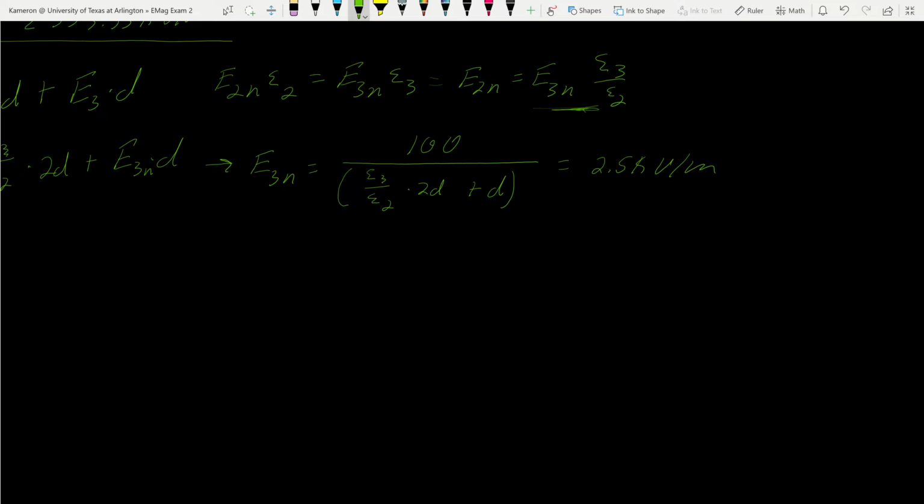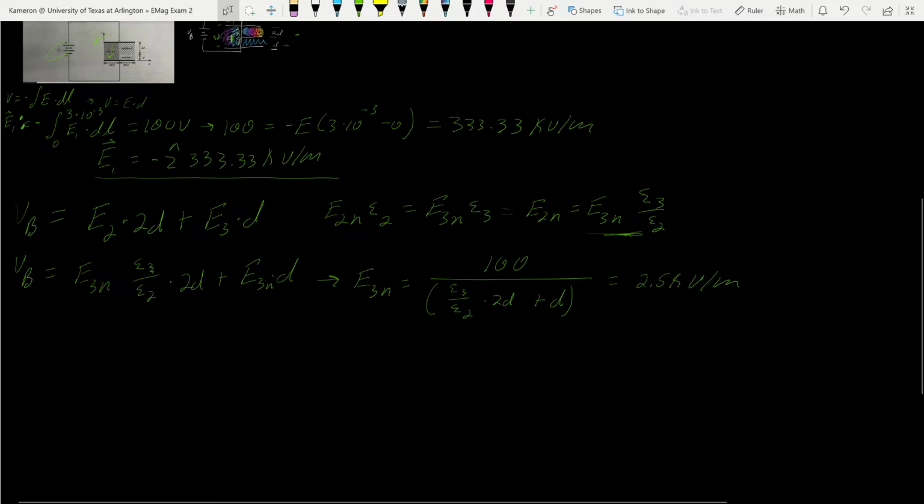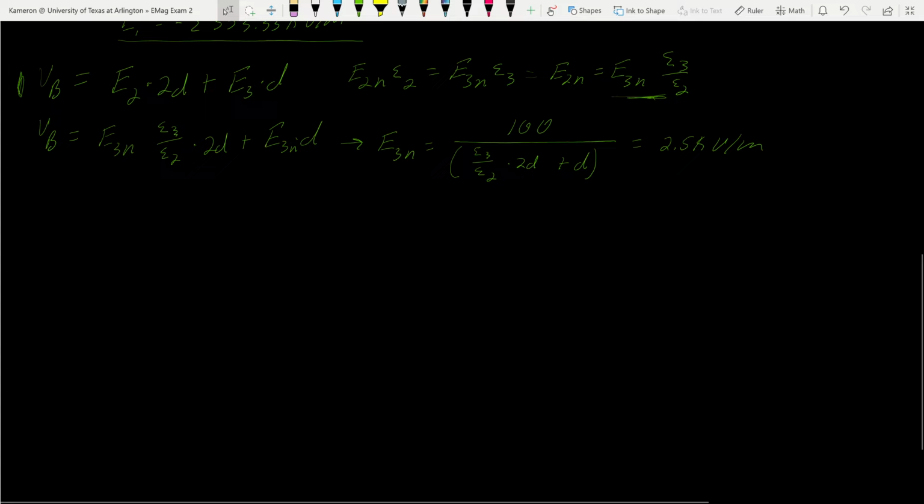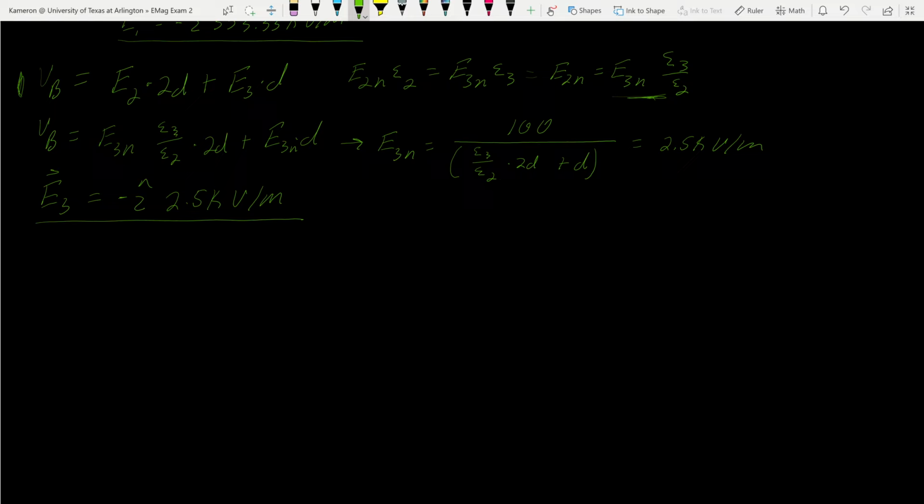Since we know the normal component of our E fields here is in the negative Z direction, we can write that our E field, or E3, is equal to negative Z hat, 2.5 kilovolts per meter. Cool.